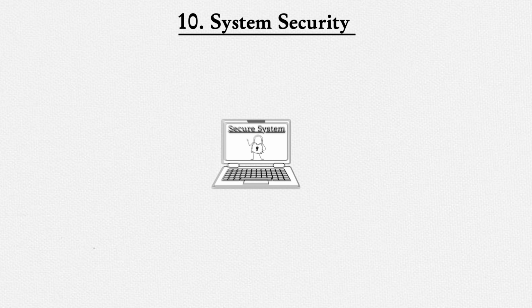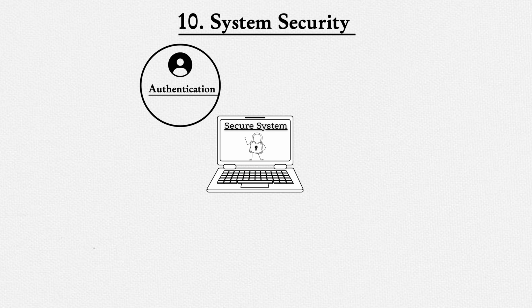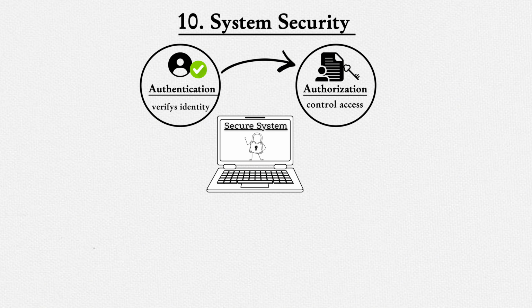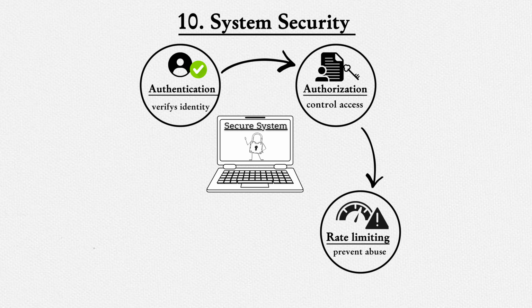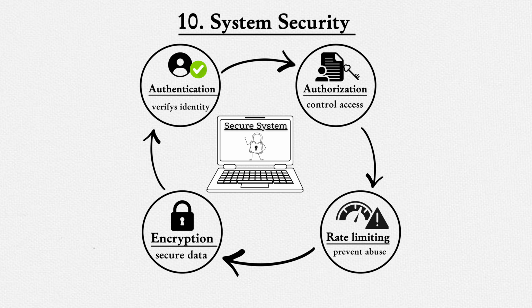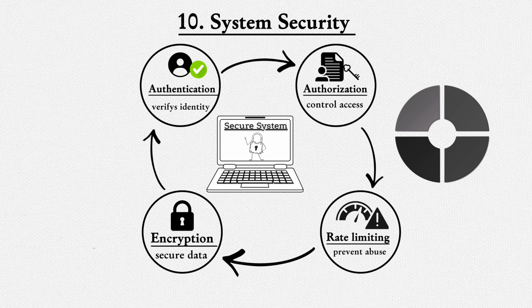Security is woven throughout the entire architecture. Authentication verifies who a user is, while authorization controls what they are allowed to do. Rate limiting protects systems from abuse and unexpected traffic spikes. Encryption ensures data remains secure both in transit and at rest. These concerns are not add-ons. They must be part of the system from the beginning.